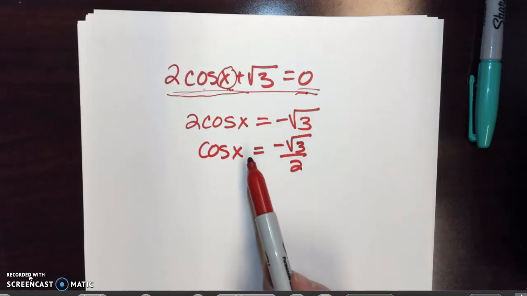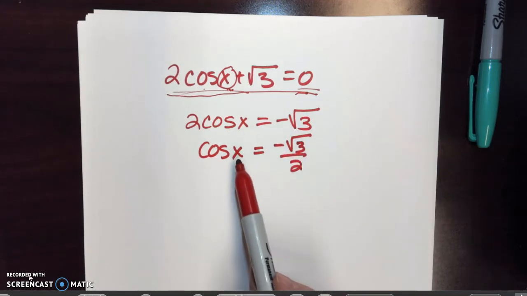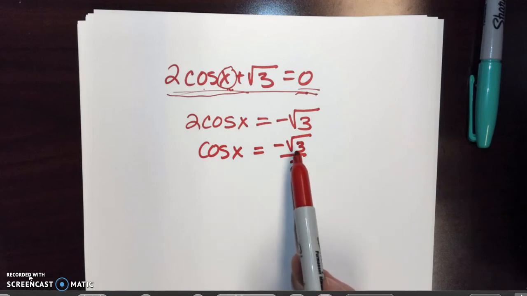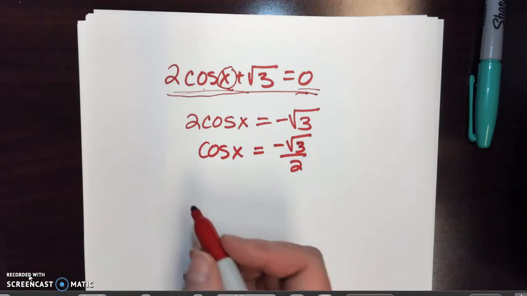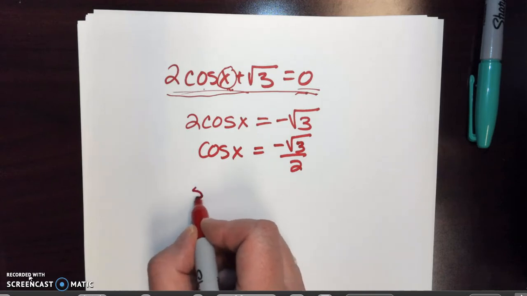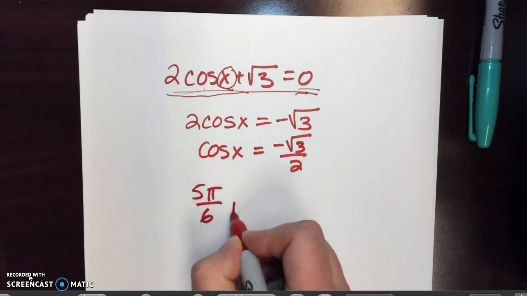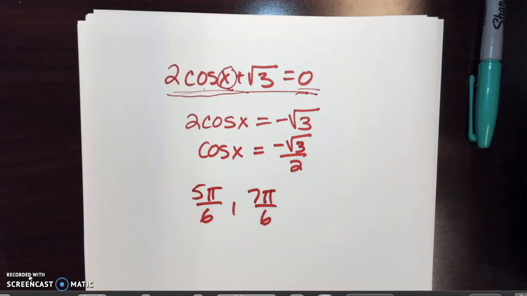And on your unit circle, you know that there are places where cosine of x equals negative square root of 3 over 2. And those two places are pi over 6 and 7 pi over 6. Okay, not too bad, right?